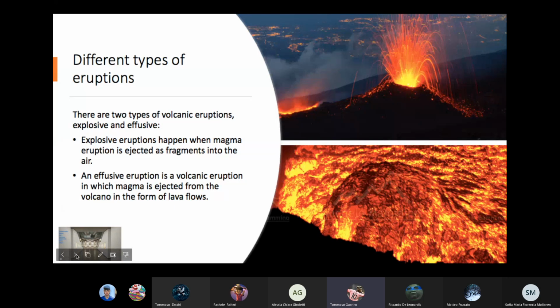Different types of eruptions. There are two types of volcanic eruptions, explosive and effusive. Explosive eruptions happen when magma is ejected as fragments into the air, while an effusive eruption is a volcanic eruption in which magma is ejected from the volcano in the form of lava flows.